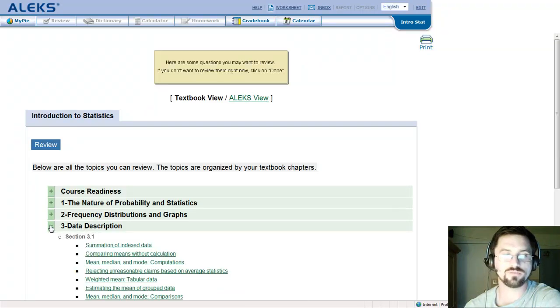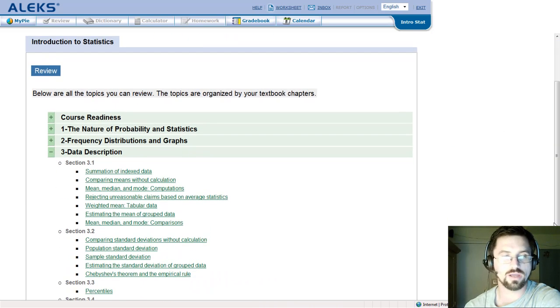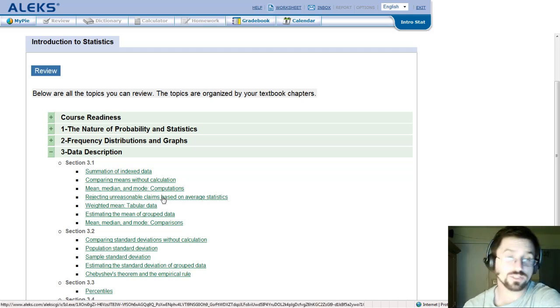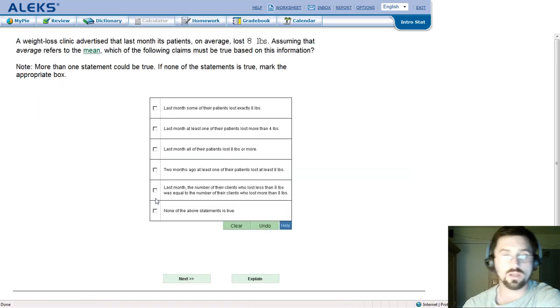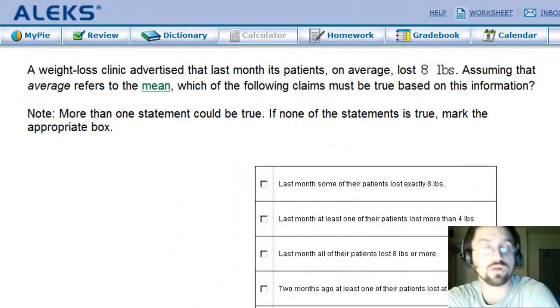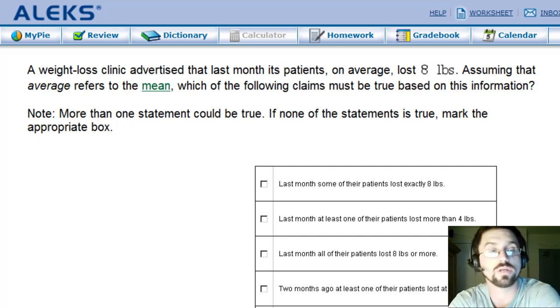Hi, this is Ken Rosever, and we're going to do a little video here on rejecting unreasonable claims based on average statistics. So, here we go. And Alex, you'll be given problems like this, similar to this one.